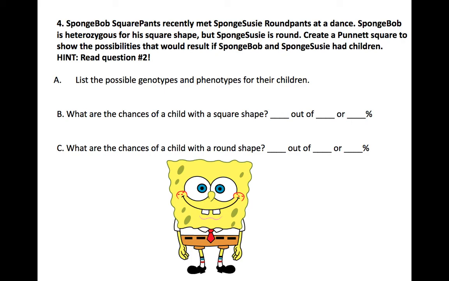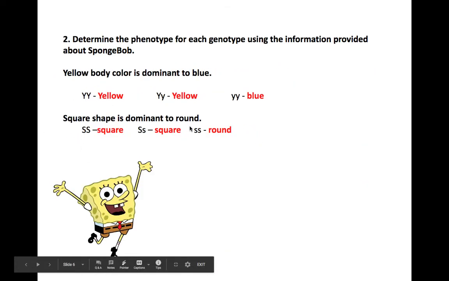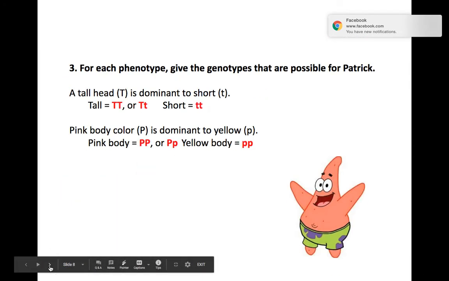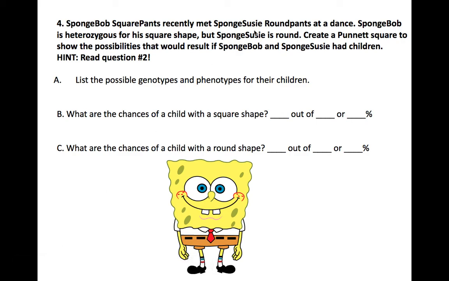Let's say I didn't know what heterozygous meant. Well, I can go back to the second slide in this presentation, and it tells me heterozygous is big letter, little letter. Sponge Susie is round. Round is recessive. It doesn't tell you that, but it tells you to look at question 2. And if we go far enough back, question 2 says square is dominant to round, and that leaves round as recessive, little s. So we're going to go ahead to the question. Sponge Susie is round, so she's going to be little s.